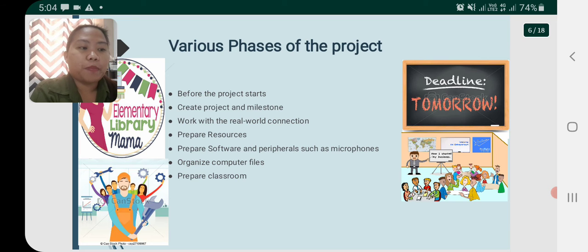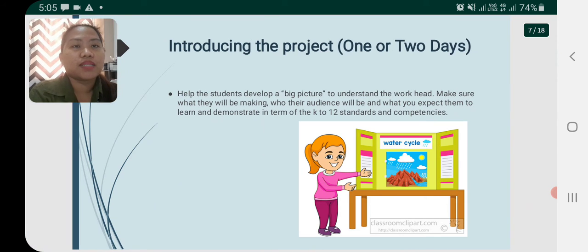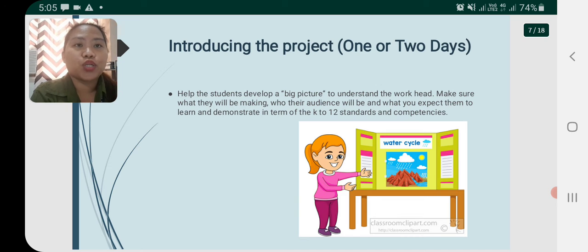For number 6, prepare the classroom. 1 is organize books, printer, papers, and any other resources so students can access them independently. Number 2, make room on the bulletin boards for hanging printouts of student work, schedule, and organizational charts. So, yan. Introducing the project, 1 or 2 days.